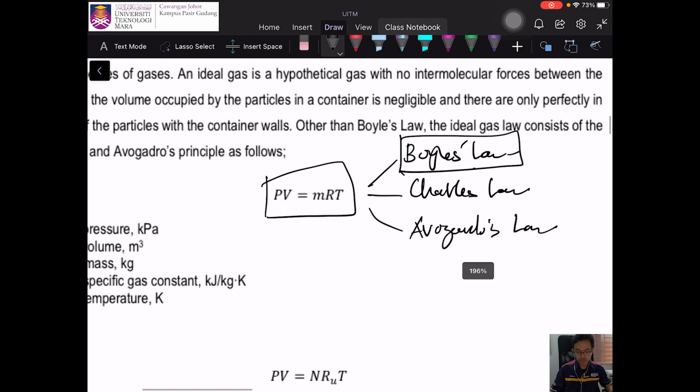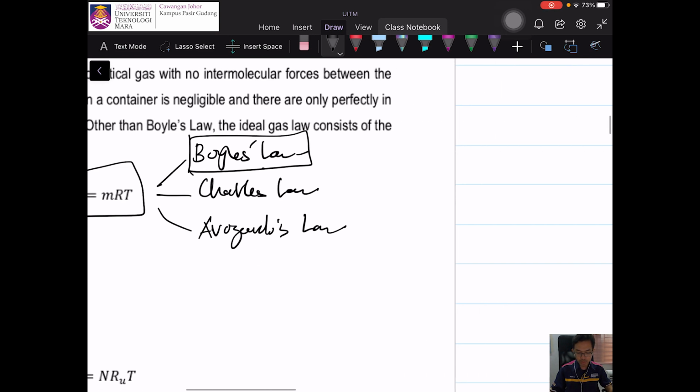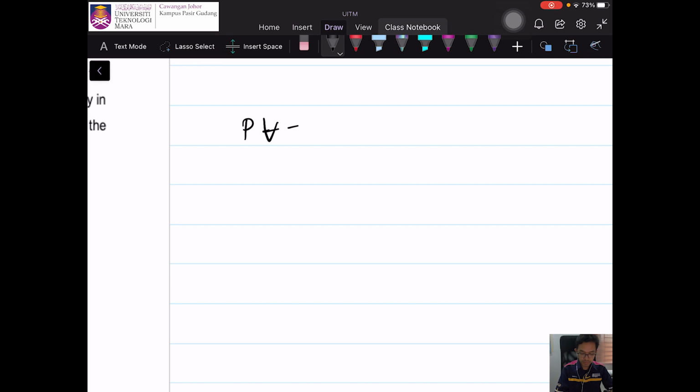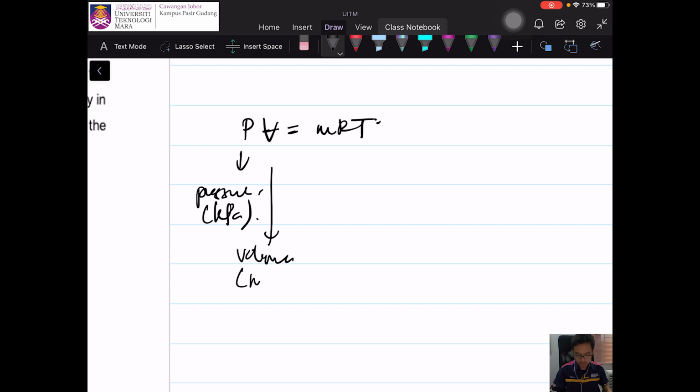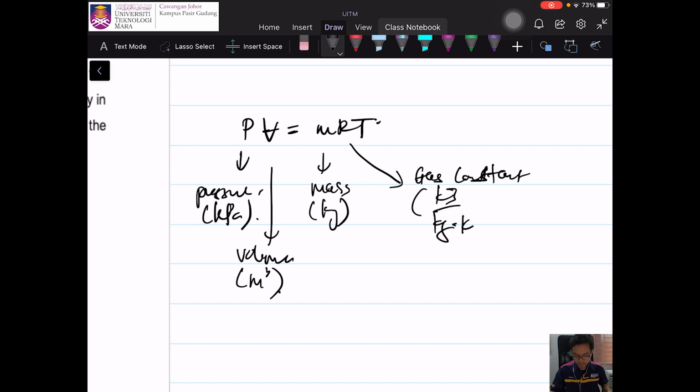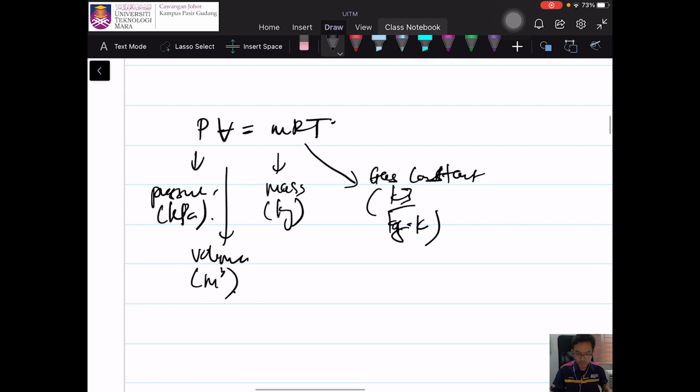So if you look at this ideal gas equation, PV equal to mRT, P is your pressure, the unit is kPa; V is volume, the unit is meter cube; m is mass; R is a gas constant, with unit kilojoule per kg dot K; and the last one, T, is temperature. The unit must be in Kelvin.